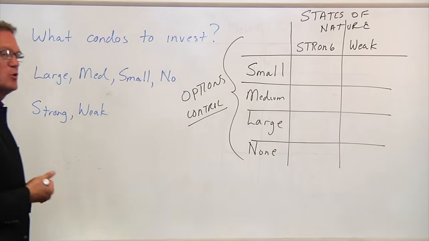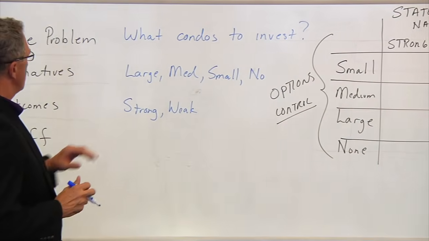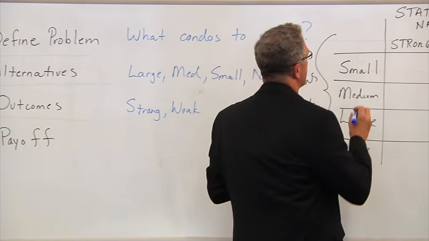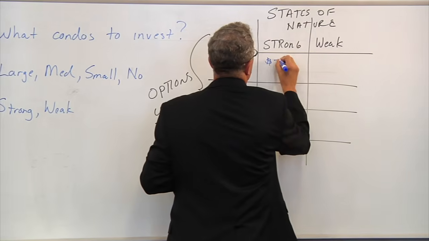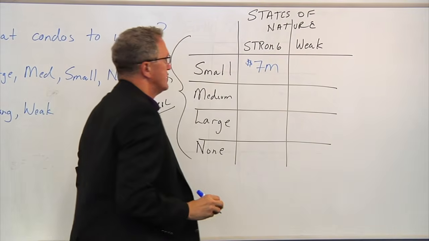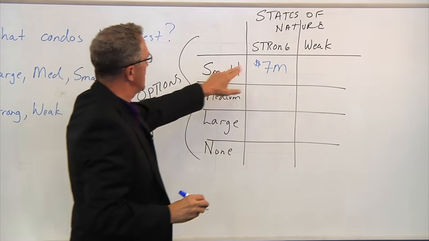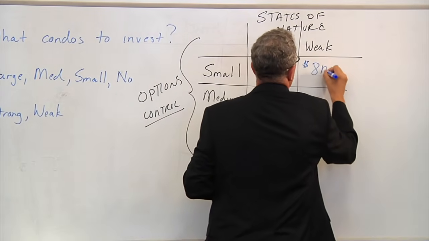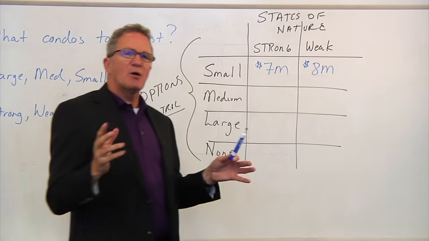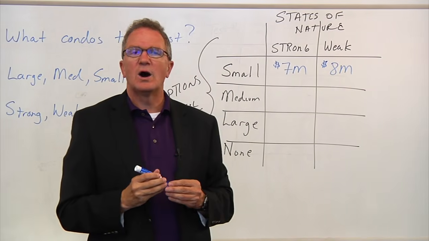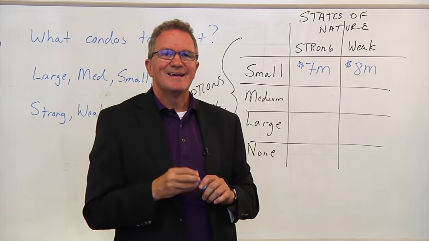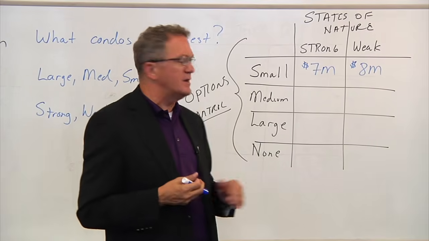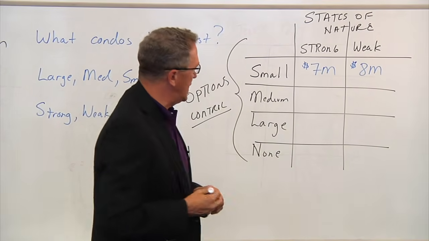What is the value of the combination of each? Well, we said that if I invest in small and I have strong demand, I can expect to make $7 million. If I invest in small condos and we have weak demand, I can expect to make $8 million. Now, why would this be true? Why? Well, think about it. If you invest in small condos and there's strong demand, people will probably be buying the bigger condos.